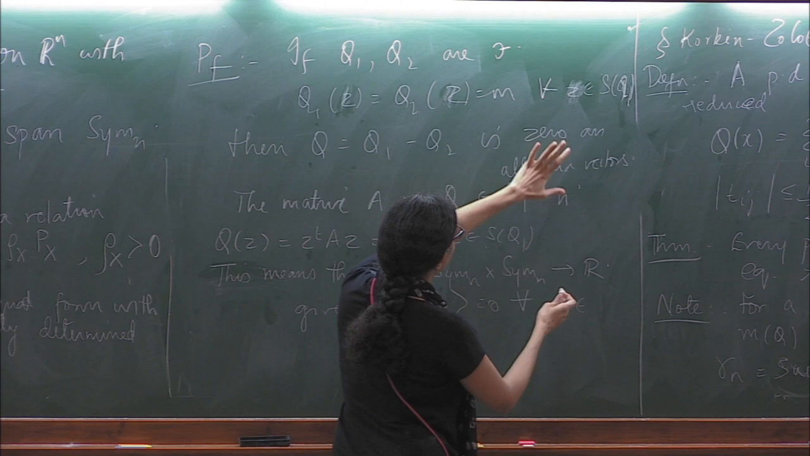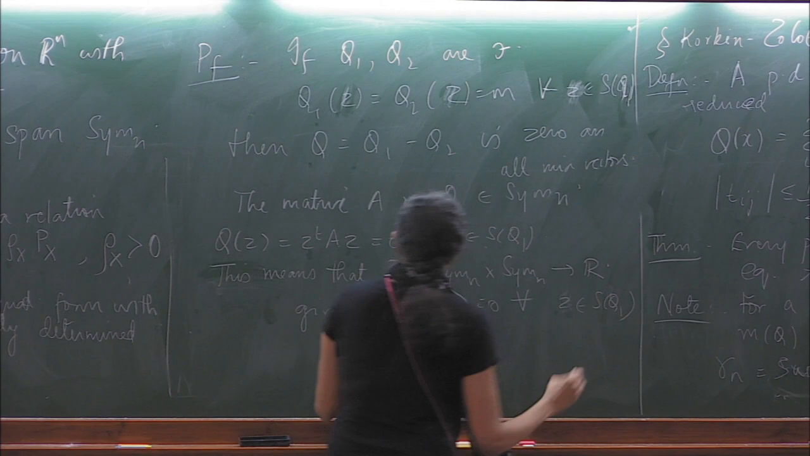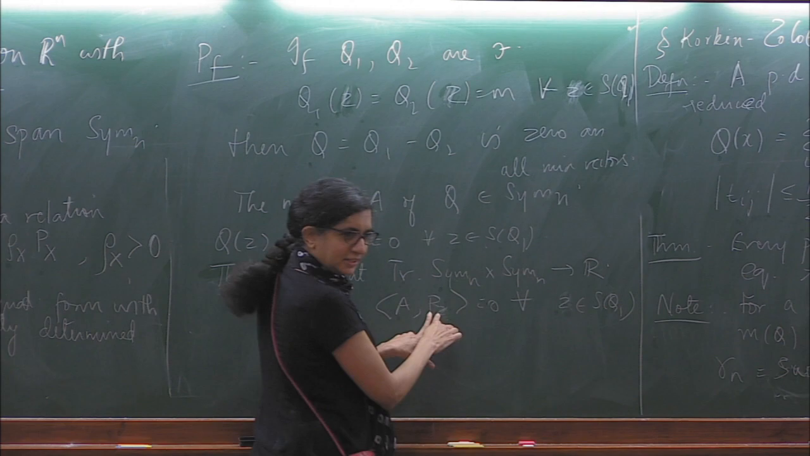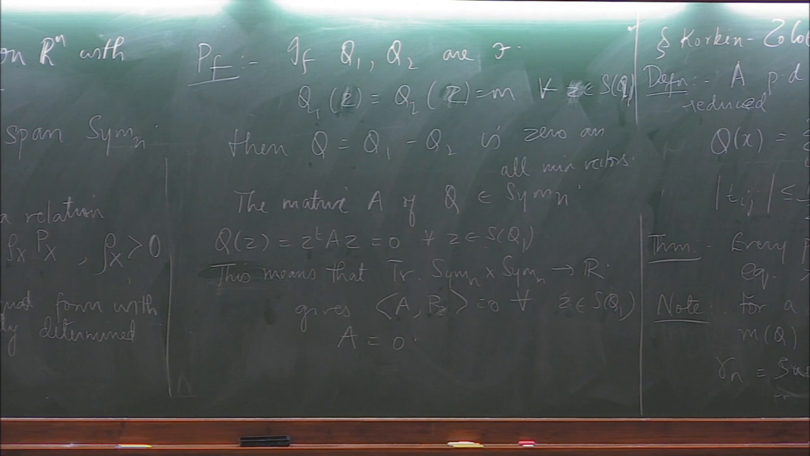I'm sorry for messing this up, but let me just call this pz for all z in S of Q1. This shows that A is zero because this pairing is perfect. And because this form was assumed to be perfect, these matrices span the space of symmetric n by n matrices. So this tells you that A is zero. Thank you. Okay, so this is an alternate way of thinking about perfect forms.